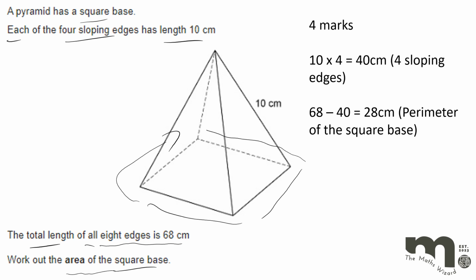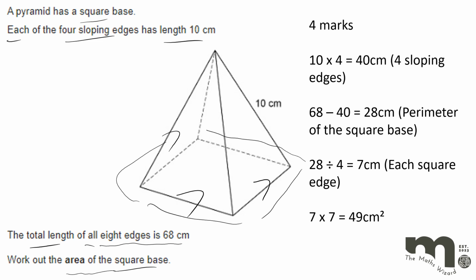Because it's a square, remember that on a square, every side is equal. So if you divide that by 4, that will tell you that one edge on the square is 7 centimeters. And remember, for a square, it's base times height. So if we do 7 times 7, that will tell us that the area of the square is 49 centimeters squared.